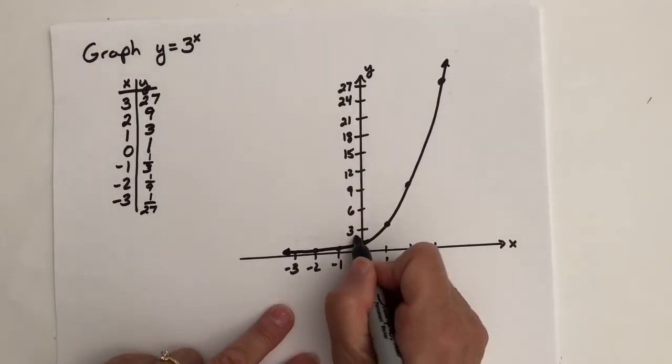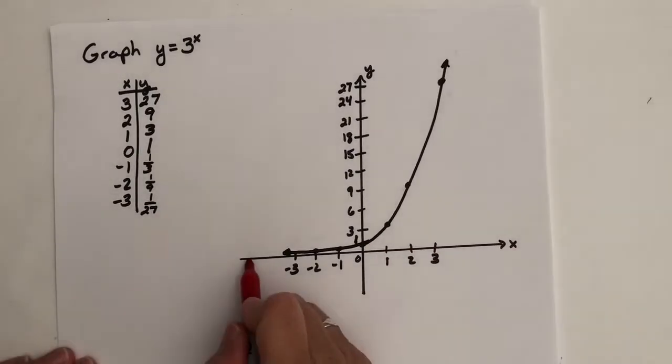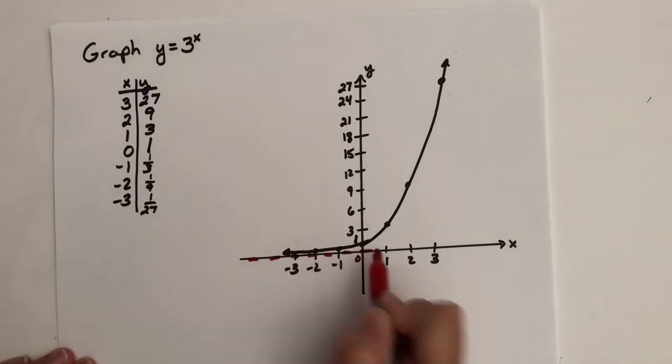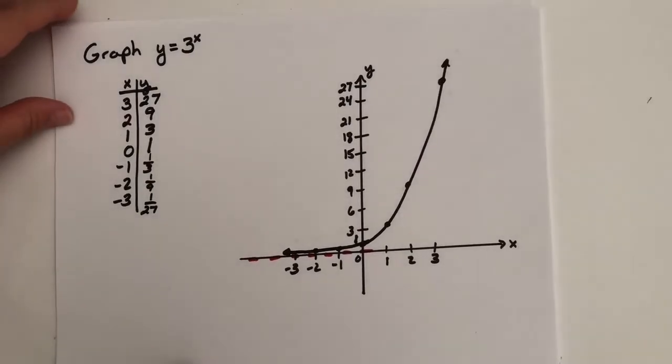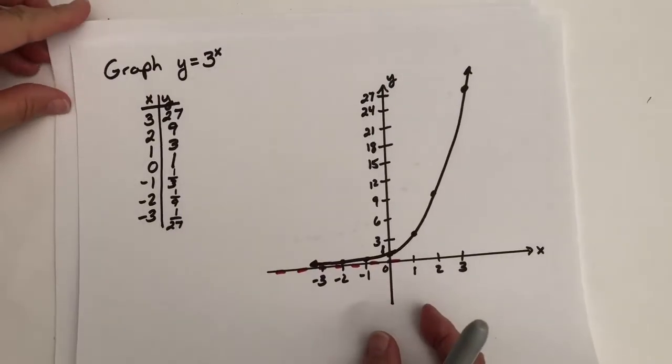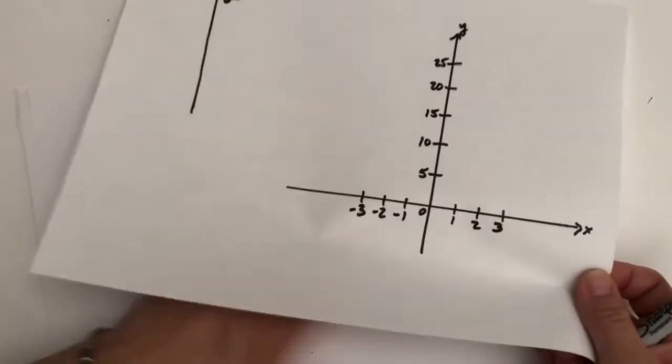Again, the y-intercept is 1. Again, we have an asymptote right here. And we have our graph for y equals 3 to the x. Let's do one more. Let's let it be y equals 5 to the x.